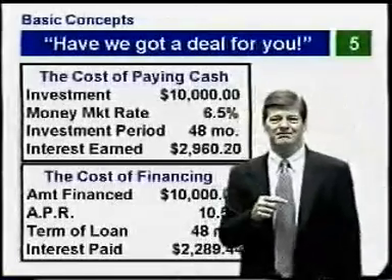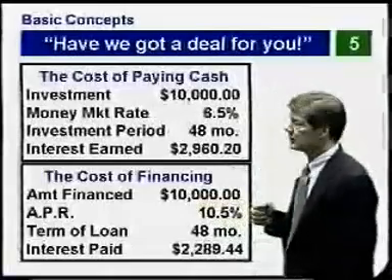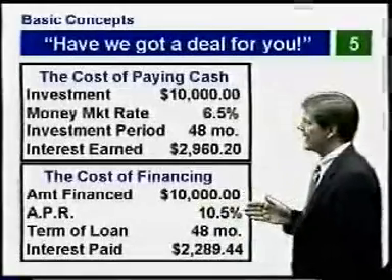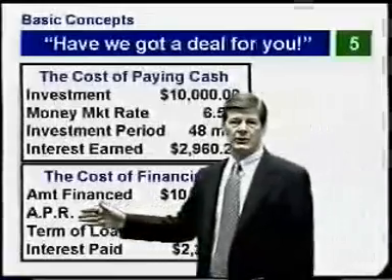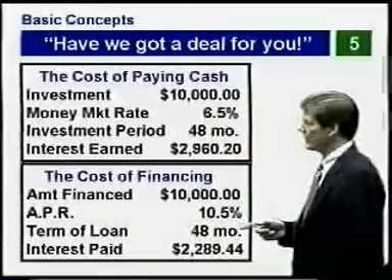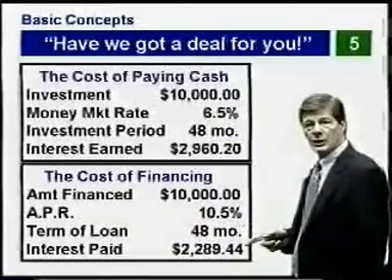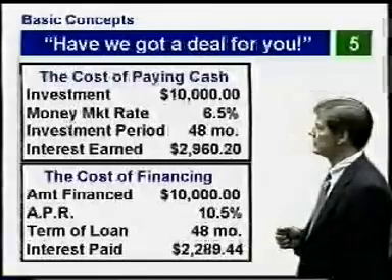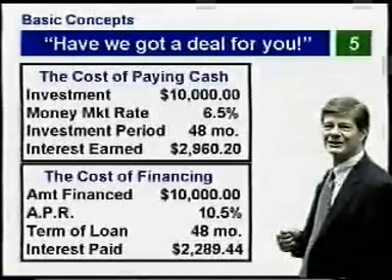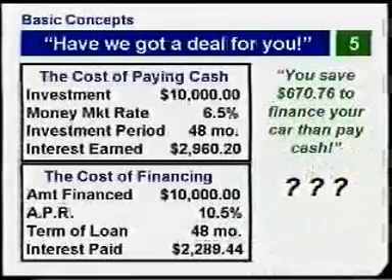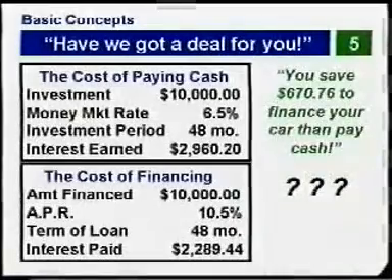Alternatively, the salesperson went on, you can finance this car. If you were to borrow $10,000 from us, at an annual percentage rate, APR stands for annual percentage rate, of 10.5% per year for the next 48 months or 4 years, the total interest you would pay over that 4-year period is $2,289.44. The salesperson therefore concluded you would save $670.76 to finance the car rather than pay cash.